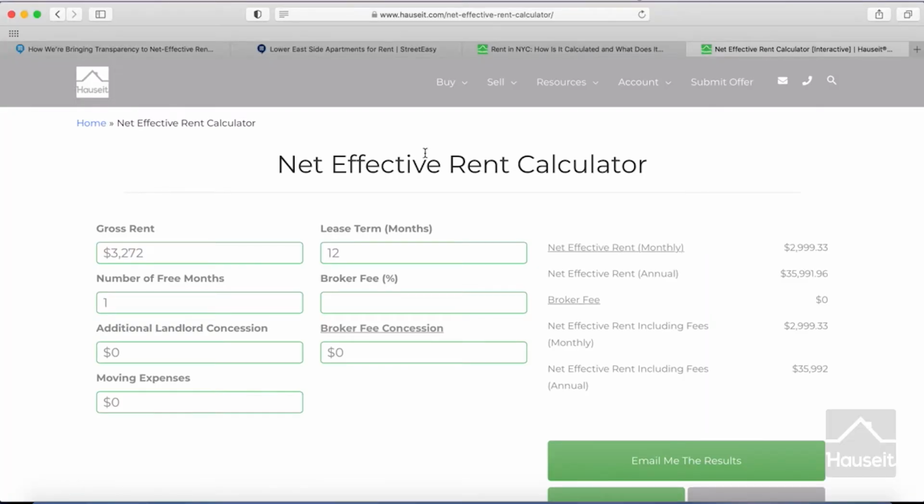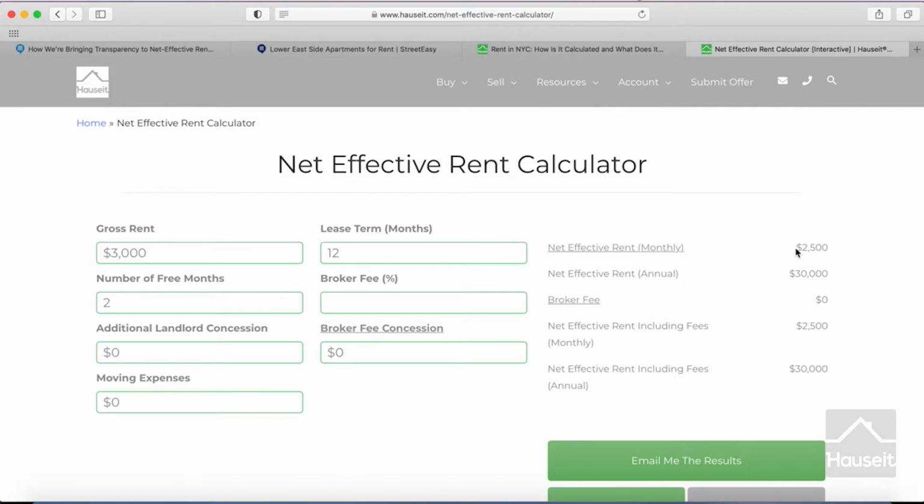In essence, net effective rent is the actual rent you'll pay if you factor in any sort of incentive, such as a free month or two that the landlord might be paying. For example, if the gross rent is $3,000 on a 12-month lease and the landlord is providing 2 months free, the actual net effective rent is $2,500. So in terms of economics over the course of the lease, you're going to pay $2,500 a month.